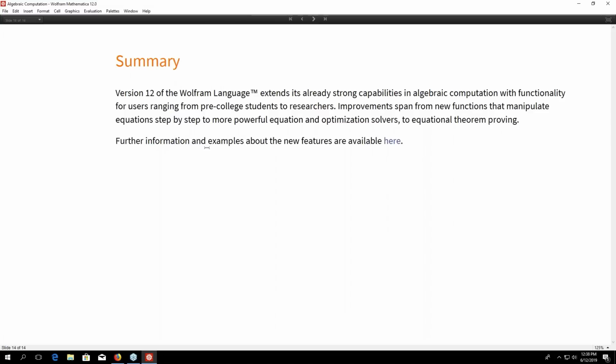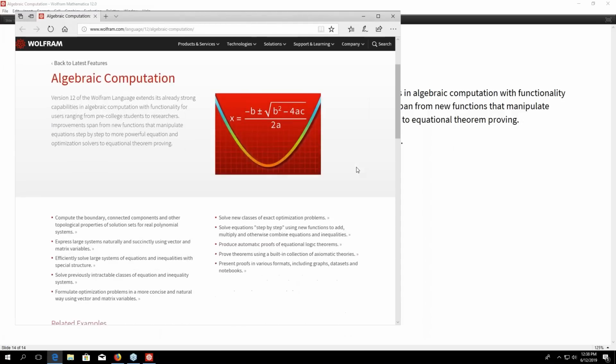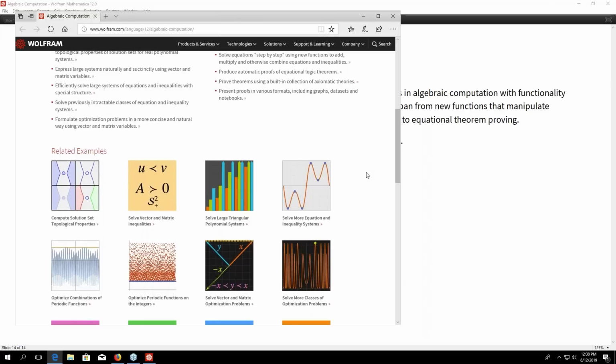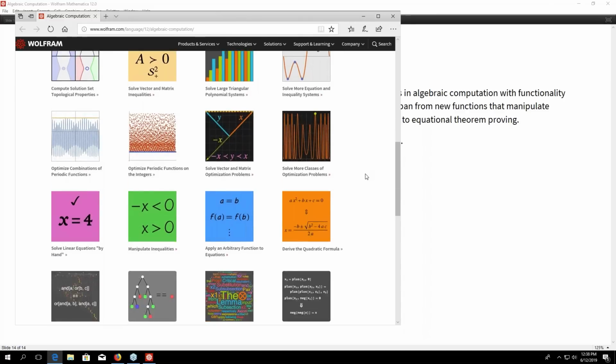And further information is available here at our web page. It's algebraic computation, and we can see all the examples I have shown and some more.